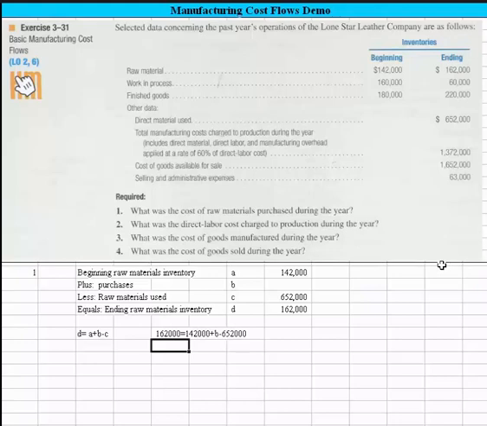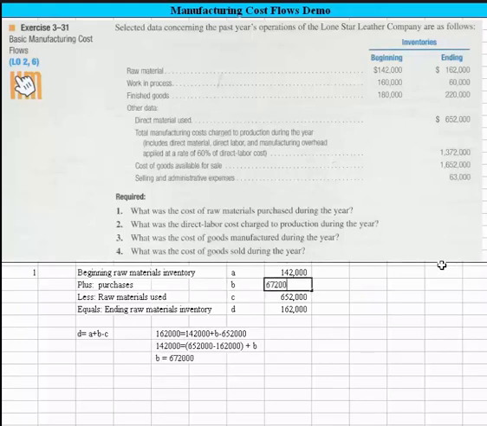And then we just rearrange the terms. So why don't we say 142,000 would be equal to 652,000 minus 162,000 plus B. So once we have that, we know then we could just solve for B, and B is going to be equal to 672,000.